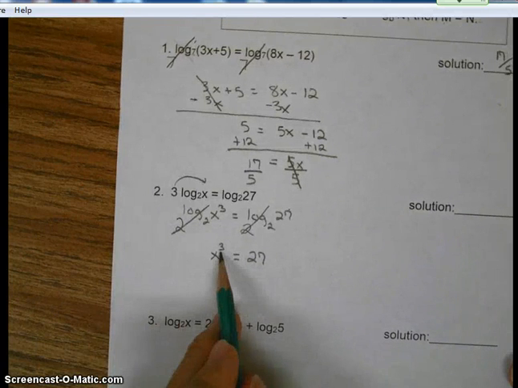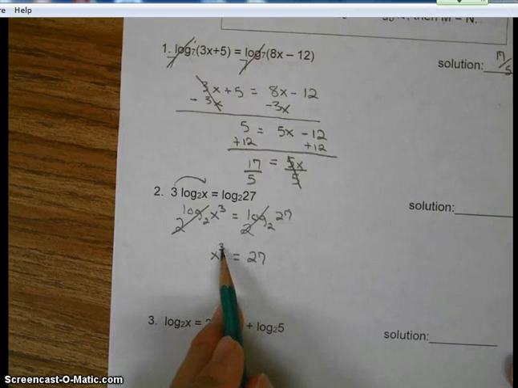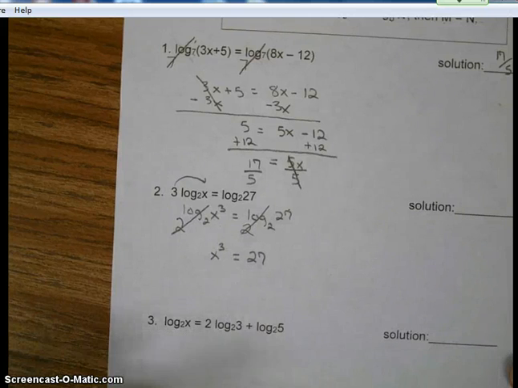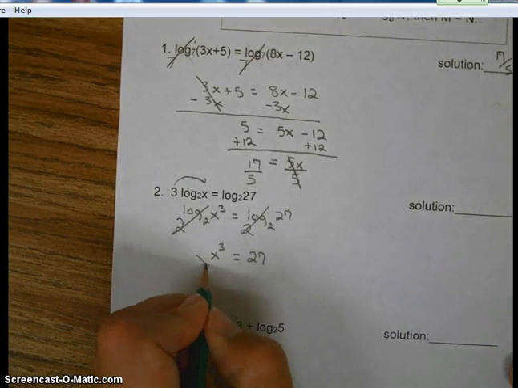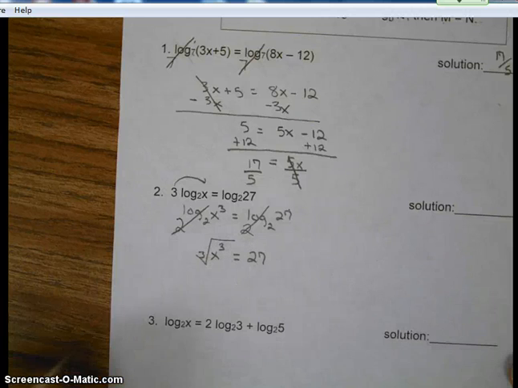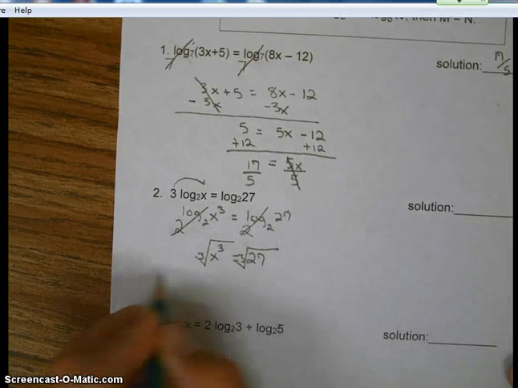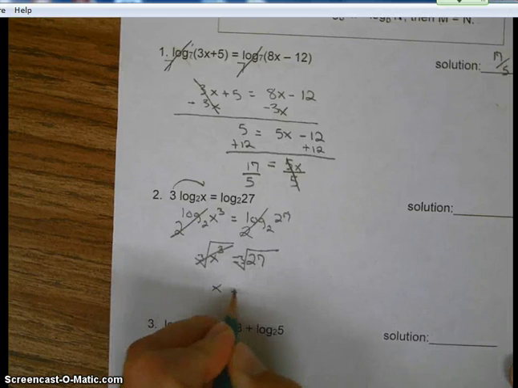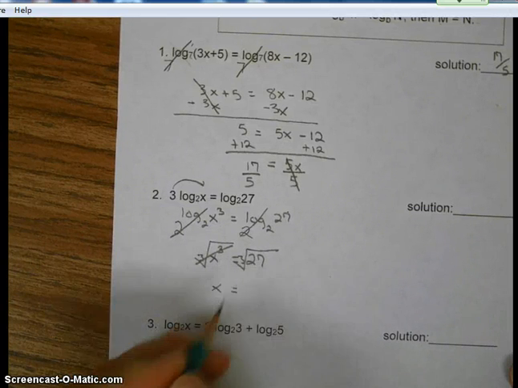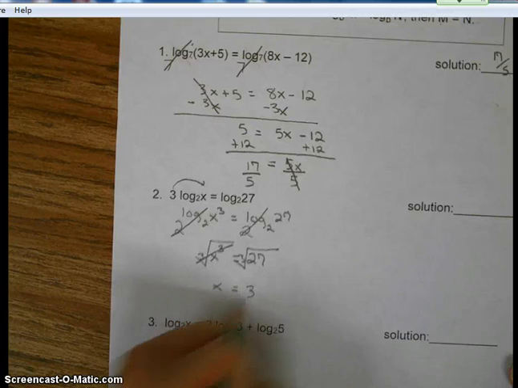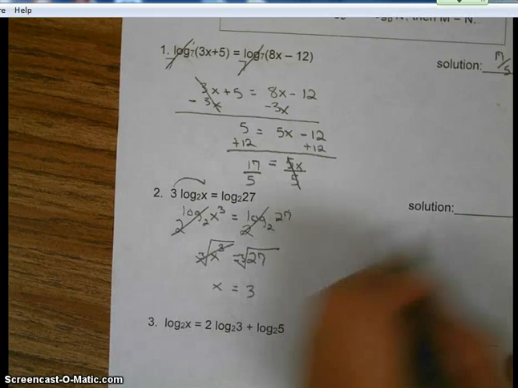Now, let's do the math. So how do we cancel out the third power? That's correct, we do the third root. Roots cancel out powers. Powers cancel out roots. They're inverses of each other. So we're doing the third root on both sides. So x is going to be equal to the third root of 27, which is 3. 3 times 3 times 3 is 27.